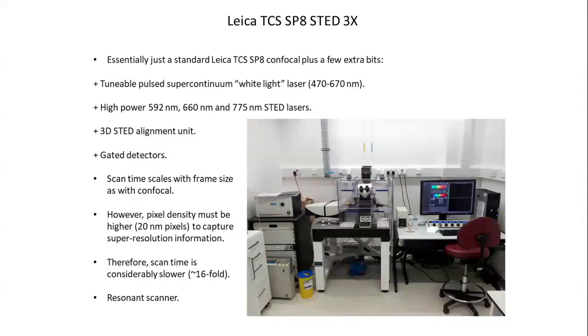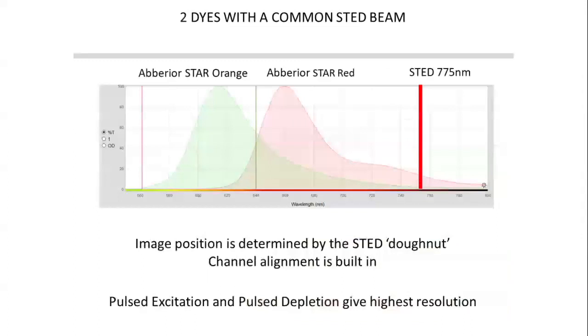One of the nice things about the STED is that where the emission comes from is totally determined by where that donut is. Because it's only where the zero, the center of the donut, is where you can get emission from. So if you can contrive to have one STED beam and 2 different fluorescent labels, you can do 2-channel imaging and have perfect overlay of those images. So the channel alignment is built in. That's a very nice feature.